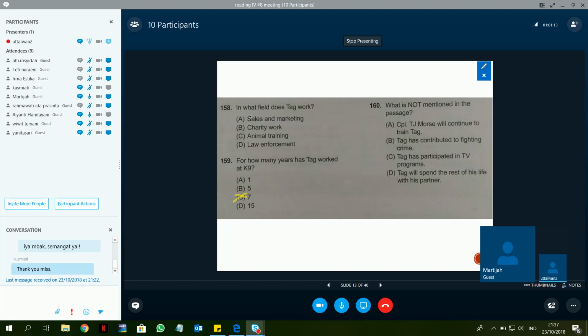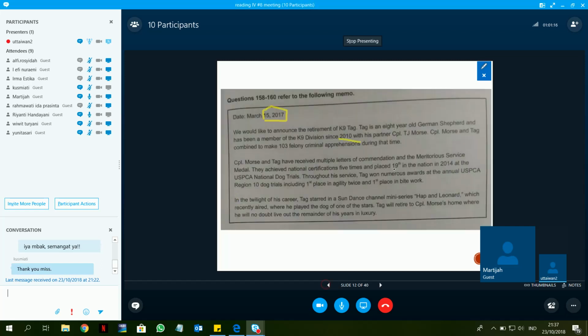Tapi sebenarnya kita juga bisa tahu sih, in what field does Tech work? Kira-kira Tech itu kerjanya di apa? Ini kan Tech is an 8-year-old German Shepherd. Jadi Tech itu tuh anjing. Taunya dari mana? Ini kan ada an 8-year-old German Shepherd. Jadi anjing tipe gembala. Masih ragu apakah dia anjing? Coba baca ke second paragraph. Ada yang mau bacakan second paragraph?